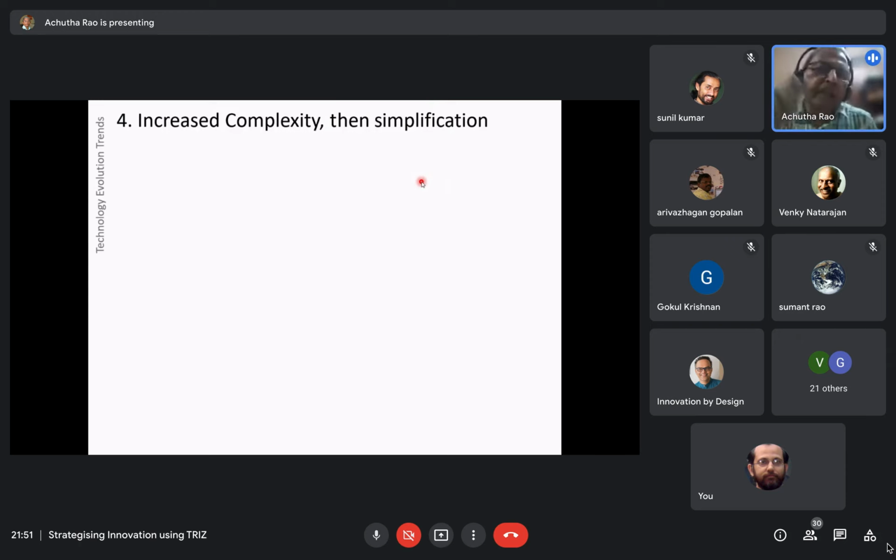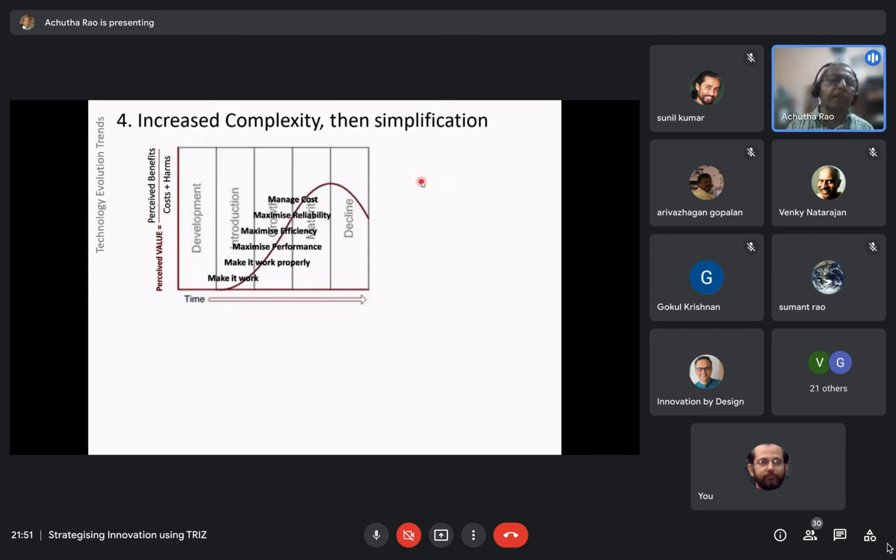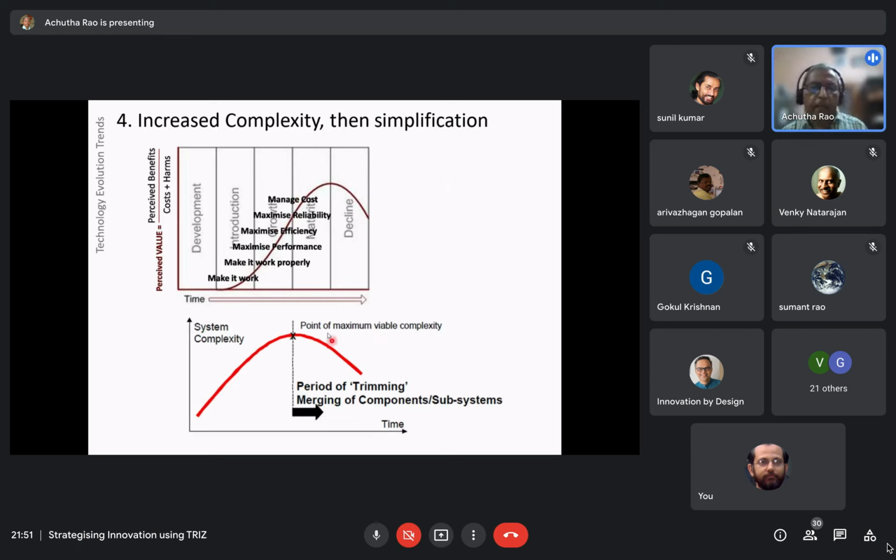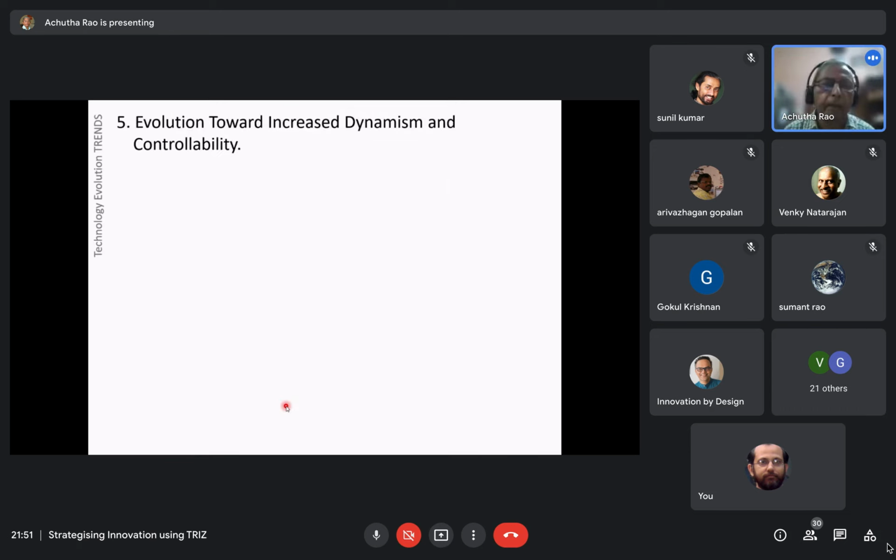So, increasing complexity of the system. When we develop, we first make it work properly, improve performance, all these things. Then we say, oh God, it has become unmanageable. It has become too complex. So then we have to trim the system. So you have to do more trimming. This is another finding of the TRIZ development.